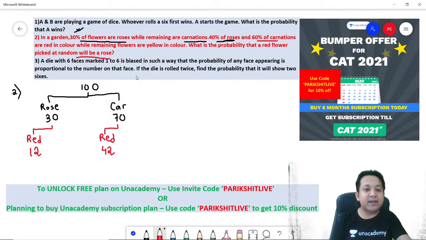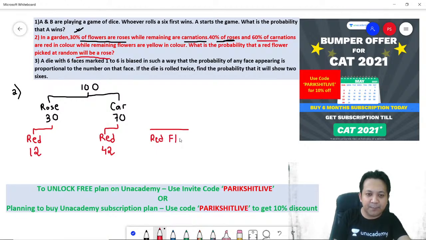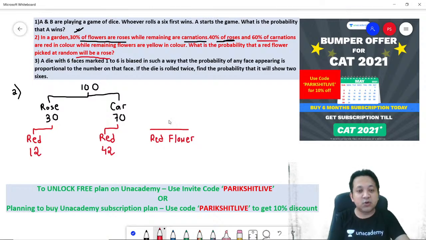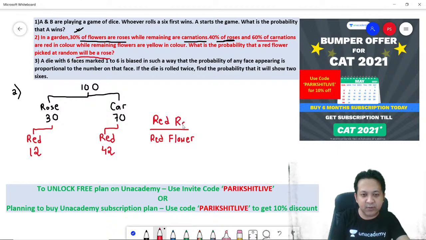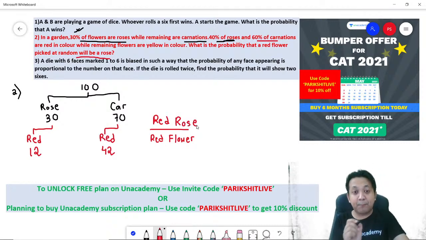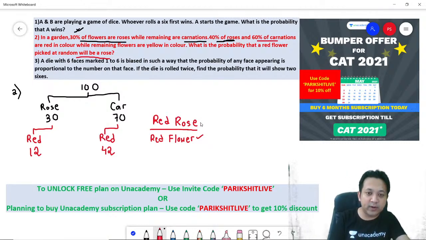The question is, what is the probability that a red flower picked at random will be a rose? So basically they are saying you have picked up a red flower, and what is the probability that this red flower is a rose? So can I say the numerator is basically a red rose? Please try to understand this, very important. You have picked up a red flower, and that red flower needs to be a red rose. What is the probability of this?